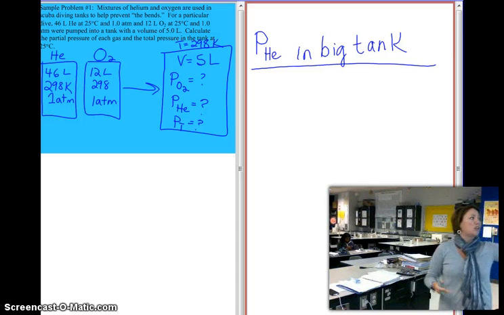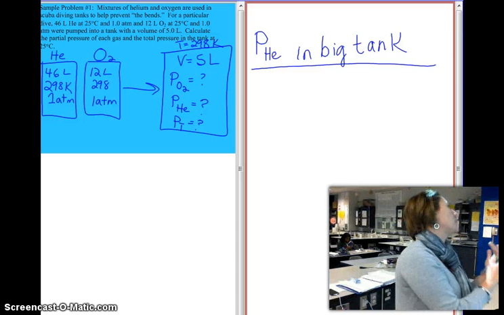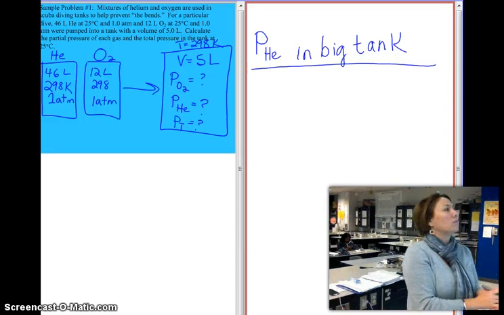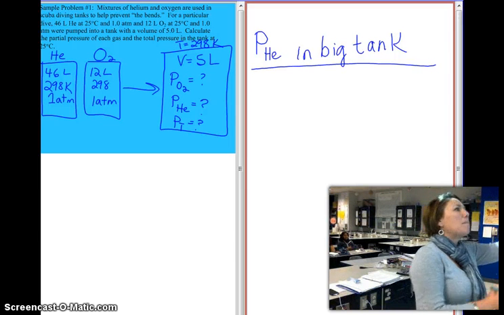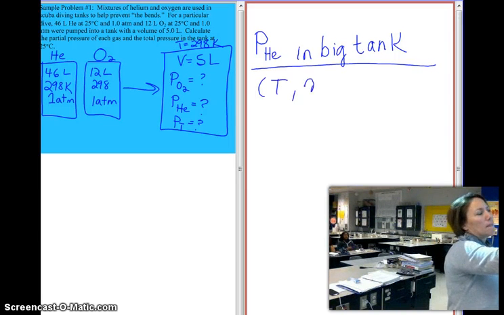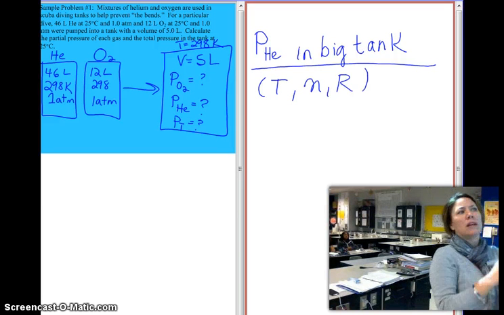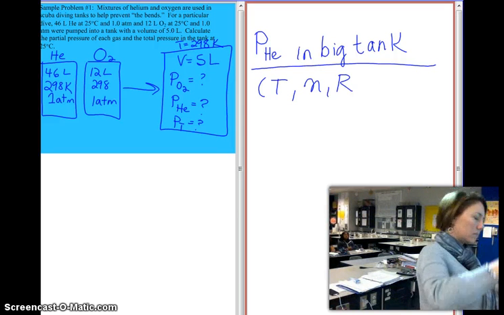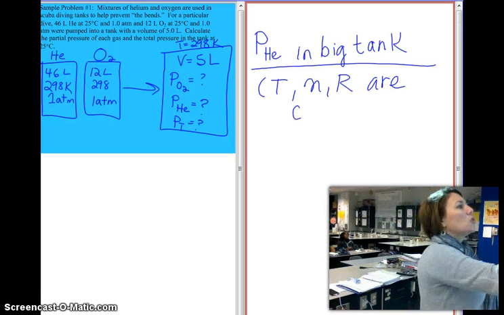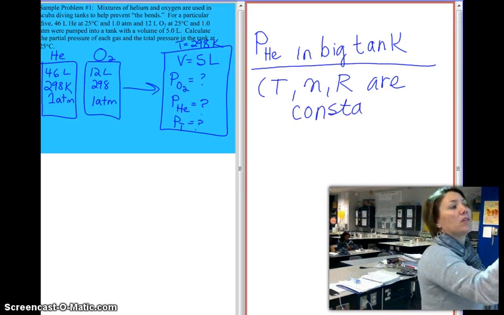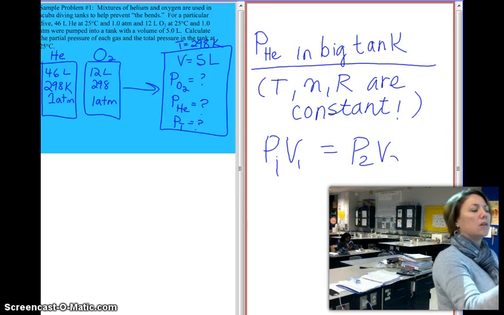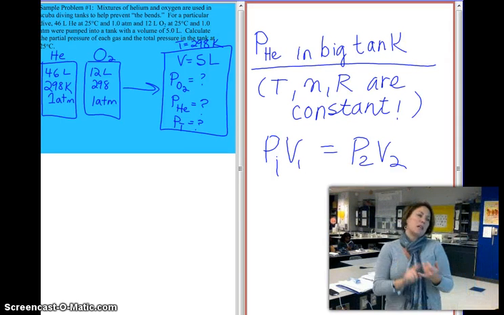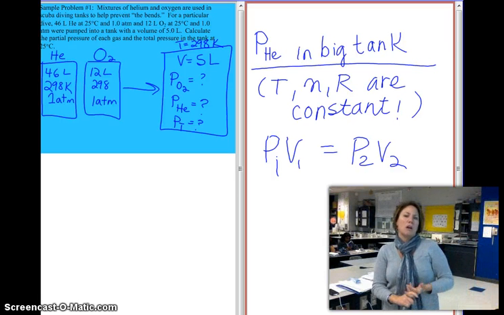And really what's changing is obviously going to be the pressure and the volume, because we're going from 46 liters of helium down to 5 liters. Temperature is constant, and so are moles and R. So we can simply do a Boyle's law equation, right? P1 V1 equals P2 V2 in order to solve this problem, because the temperature is not changing, the moles aren't changing, and the R's are not changing.